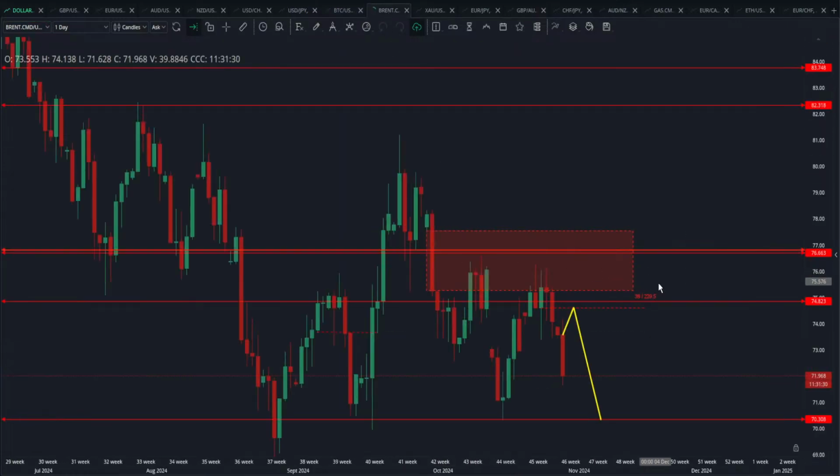Brent, like I told you, this fair value gap will push the prices lower, although I wanted this order block to be traded. The order block never got traded, but yes, we are expecting the price to reach 70.30.